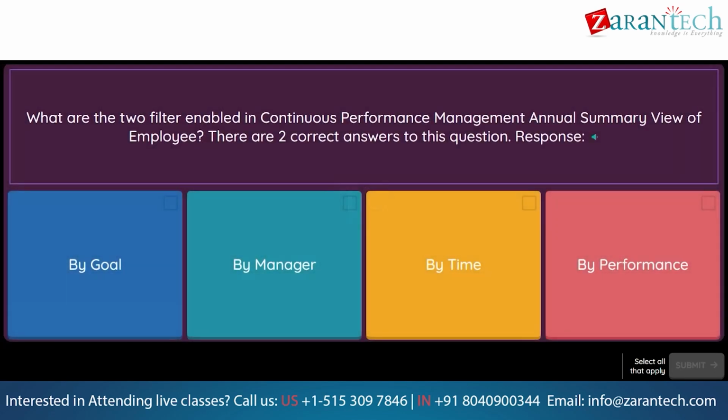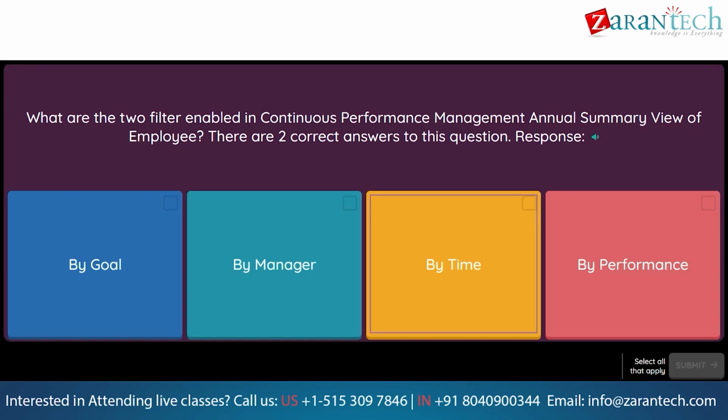Question: what are the 2 filters enabled in Continuous Performance Management Annual Summary View of Employee? There are 2 correct answers to this question. Response: Option 1, by goal. Option 2, by manager. Option 3, by time. Option 4, by performance.